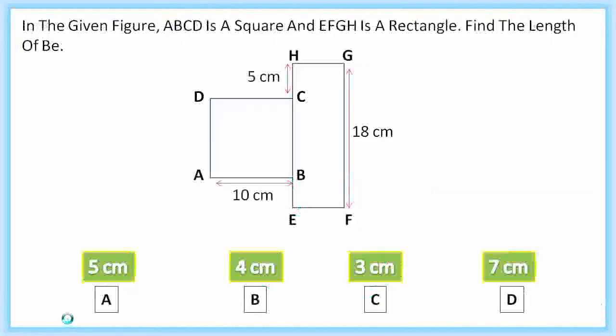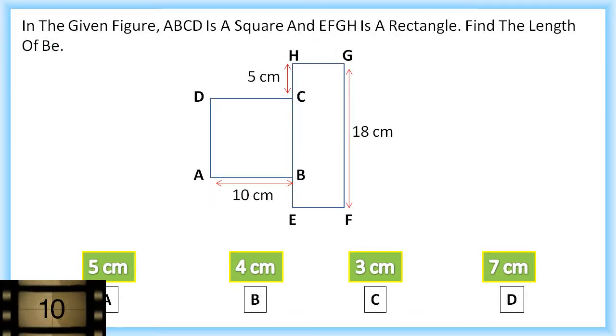Okay, next question. In the given figure, ABCD is a square and EFGH is a rectangle. Find the length of BE. So it will be just BE, capital E, okay? I'm giving you 10 seconds to answer this question.